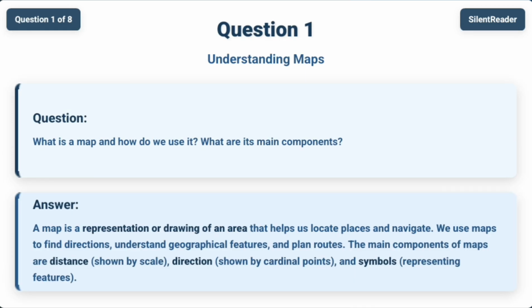Question 1. What is a map and how do we use it? What are its main components? A map is a representation or drawing of an area that helps us locate places and navigate. We use maps to find directions, understand geographical features, and plan routes. The main components of maps are distance shown by scale, direction shown by cardinal points, and symbols representing features.